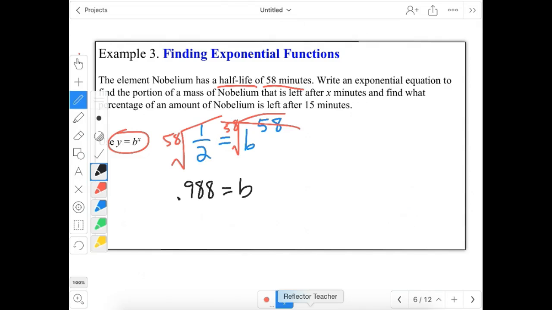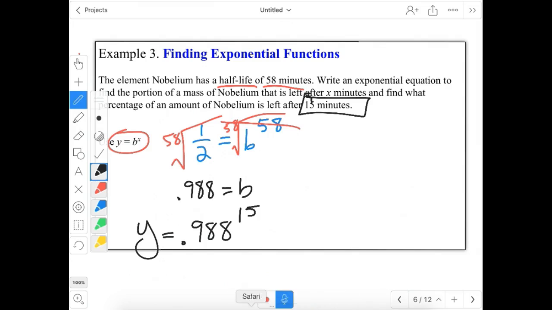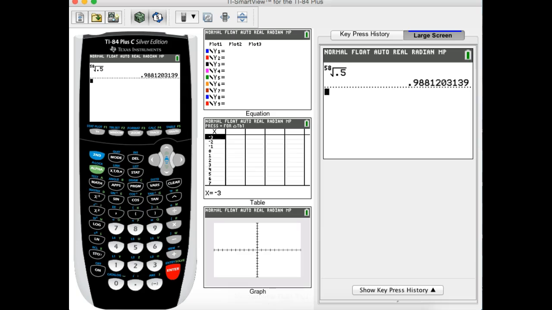So if that's my B value, I can plug that back in, and we can say Y is equal to 0.988 to the 15th power because we're interested after 15 minutes. So let's go back to our calculator to figure out what that would be. 0.988 to the power of 15 minutes. So we'd have 83% of this element left.